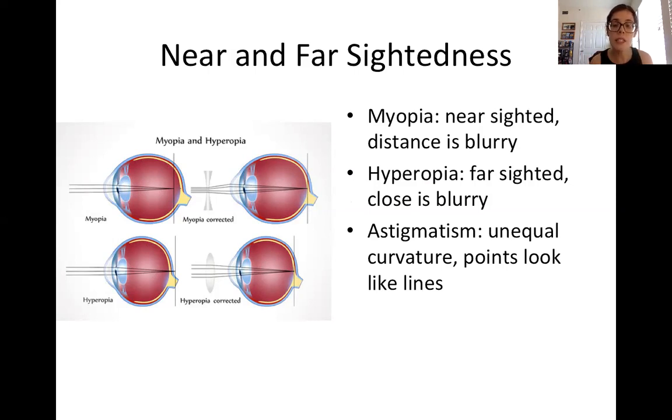If you have an astigmatism, then you have an unequal curvature. And so there's some bump somewhere in your eye. And usually you can tell because sometimes points will look like lines. So they'll kind of be spread out. Astigmatism. I am a lucky person who has both myopia and astigmatism.